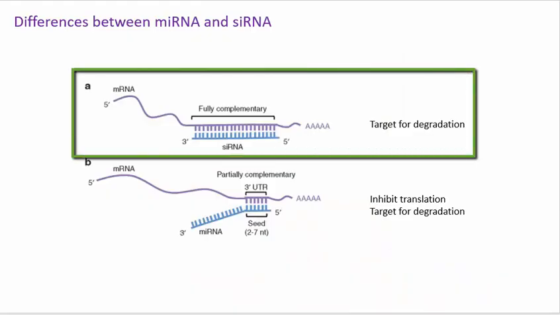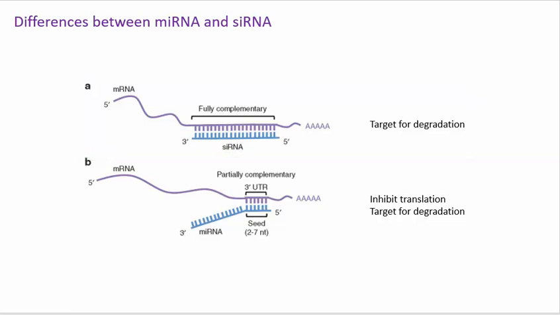siRNAs are usually fully complementary to their target mRNA. When siRNAs, along with the RISC complex and the associated proteins, bind to the target, the mRNA is cleaved and then degraded. This degraded mRNA cannot be translated, so siRNAs prevent the protein product from being made.